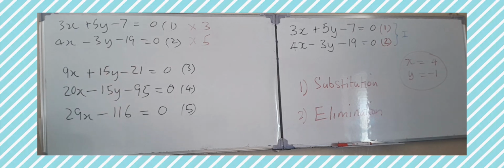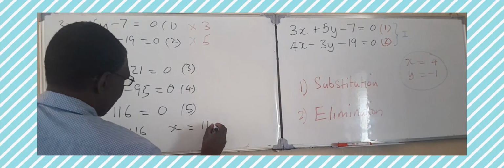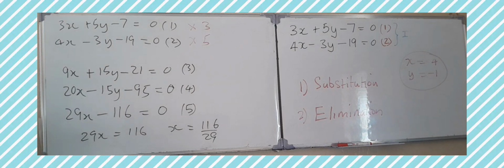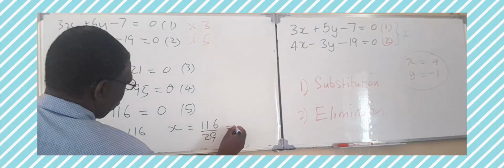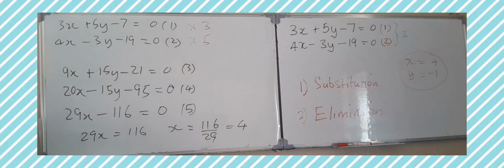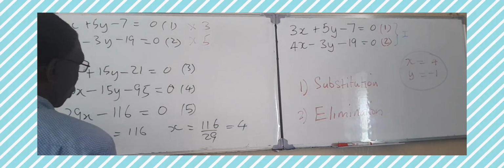So if 29x minus 116 is equal to 0, that means 29x is equal to 116, and x is equal to 116 divided by 29. How many times? Is it 4? Let's see. 29 times 4, that's 80 plus 36, which is actually 116. Yes. Okay, like we got in the first method. So we have found x is equal to 4.